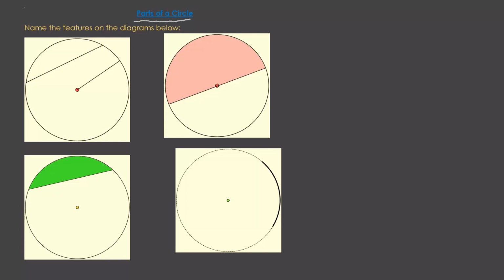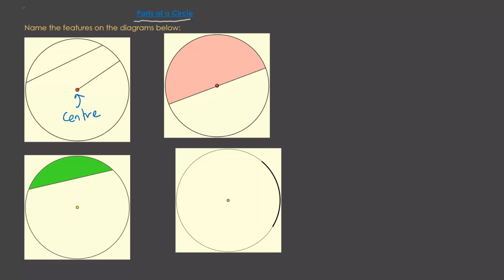Parts of a circle. So what we're going to look at here are names for parts of a circle. Names that you really need to know. This red dot here indicates the center of the circle.